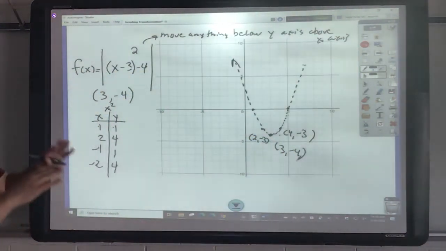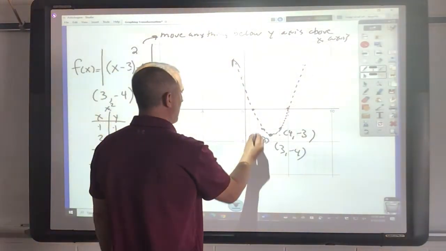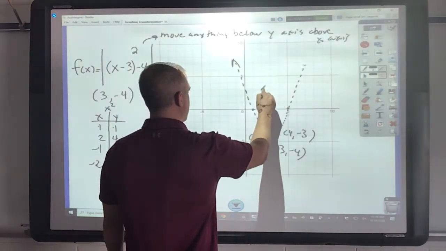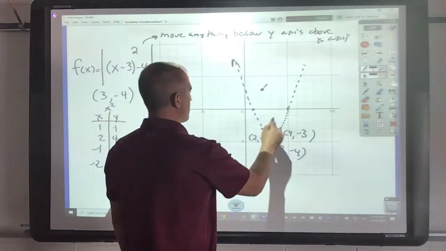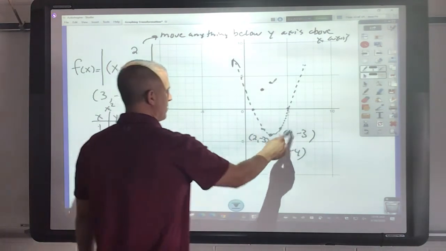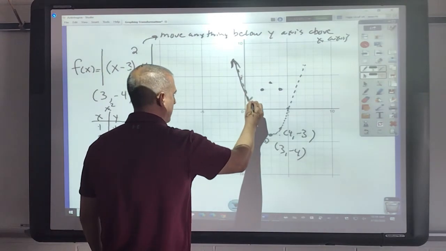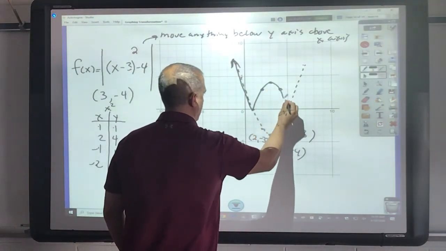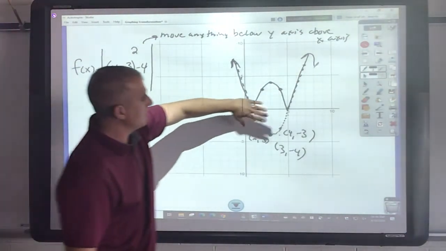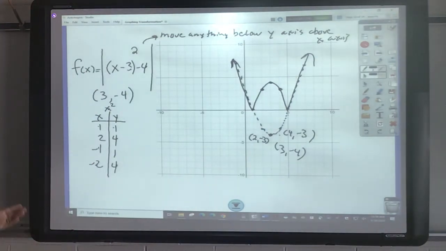So any points below the x-axis, I'm sort of going to reflect them. So this point now is going to be at 2, 3. So 2 over 3 up. This point will be at 3, 4. 3 over 1, 2, 3, 4 up. And this point will be at 4, 3 as well. So what my real graph, and I'm going to darken that in, would now look like this. Okay, so all it's basically doing is taking the points that are below and reflecting them. So that's how you would do that problem.